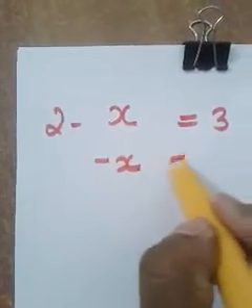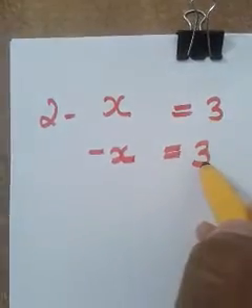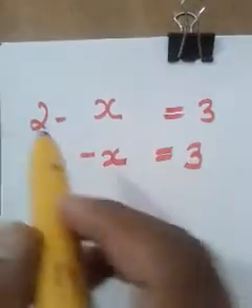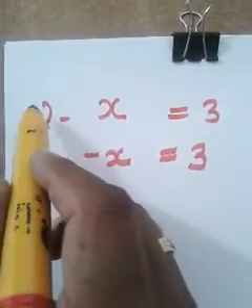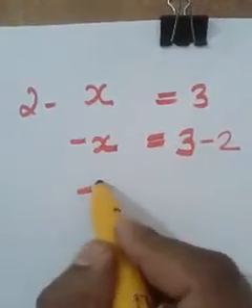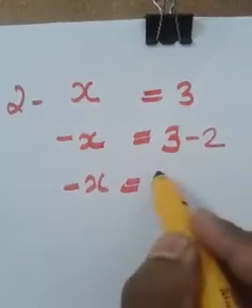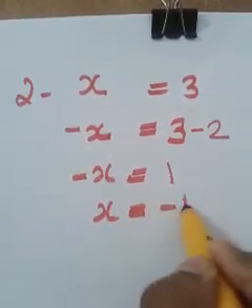And what is on the right side? 3. The number stays as it is on the right side. What we are supposed to do is take this 2 to the right side. What is the sign of 2? If there is no sign, it means +2. So when you take it to the right side, it becomes -2. Now it becomes minus x is equal to 3 minus 2, which is 1. Minus x is equal to 1 means x will be -1.